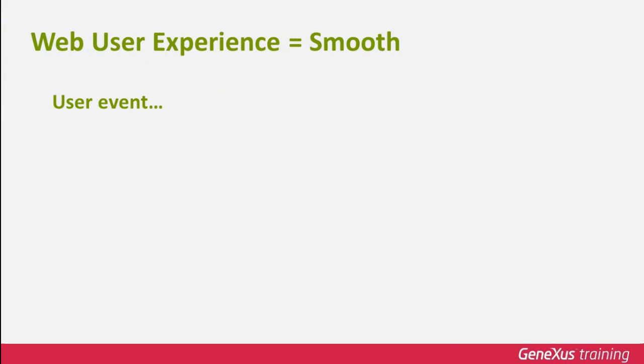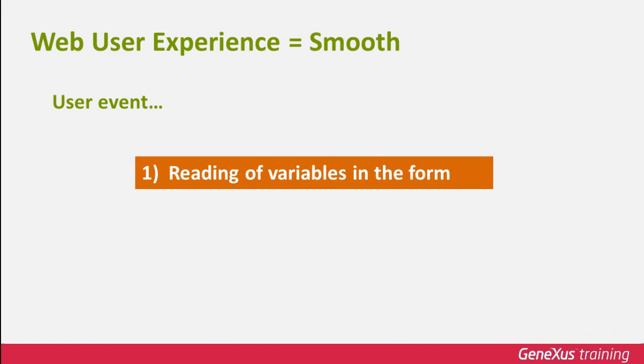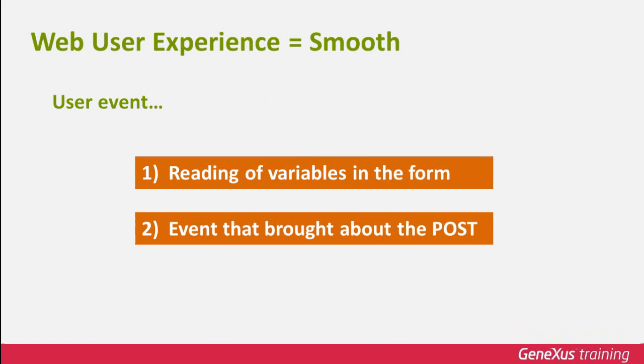Now let's see the case for executing a user event. The web user experience property set with value smooth causes the user event to not trigger the refresh event automatically. And in any case, the developer may decide to execute refresh explicitly using the refresh command when deemed convenient. Therefore, when a user event is executed, the following will take place. The variables on the form are read, and the user event that caused the post is executed.